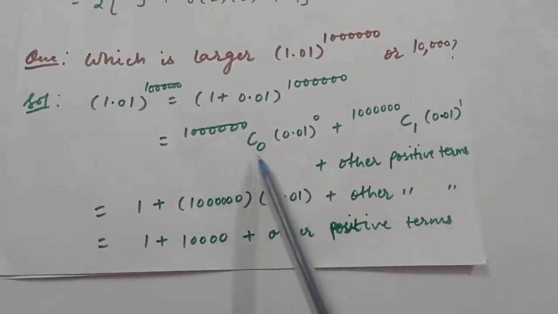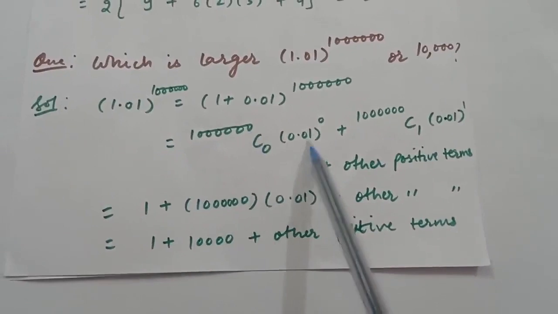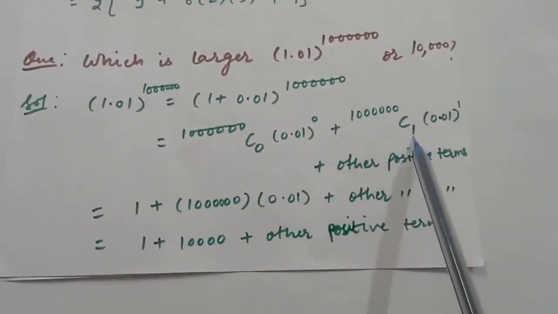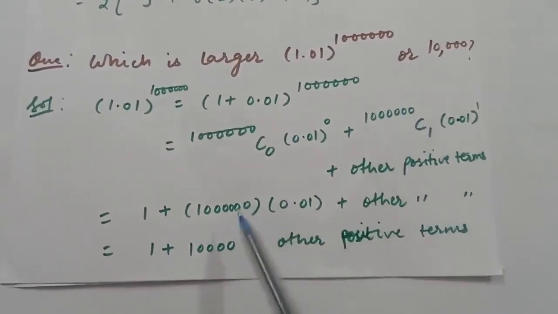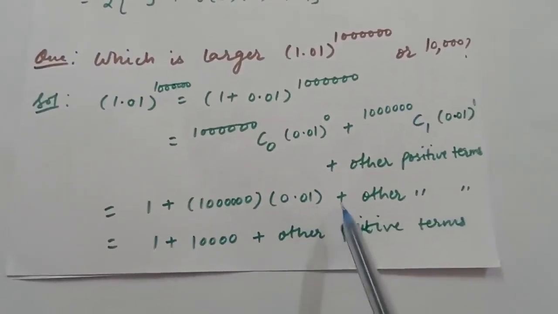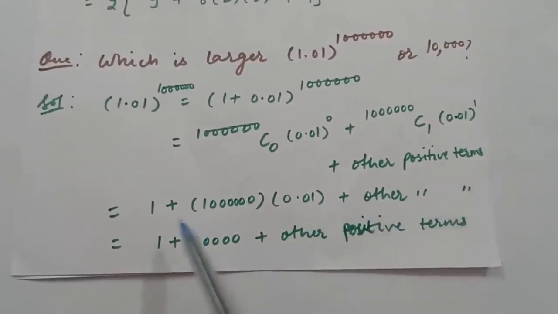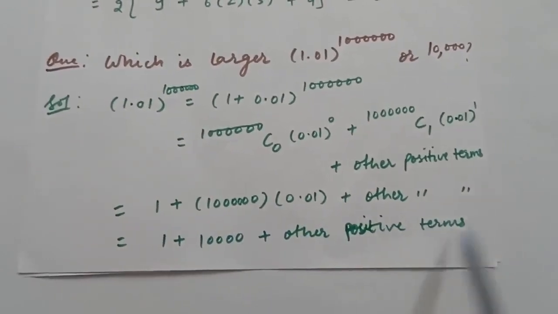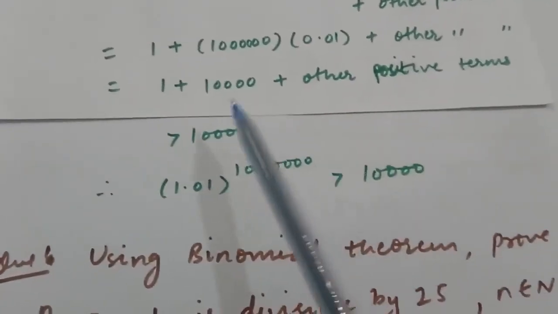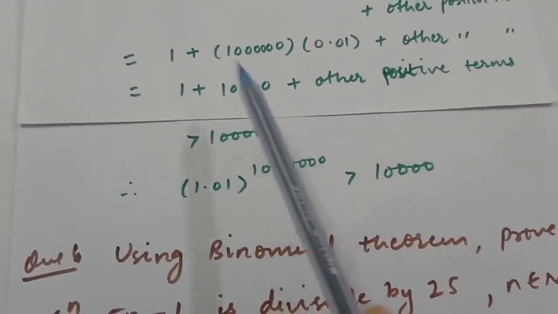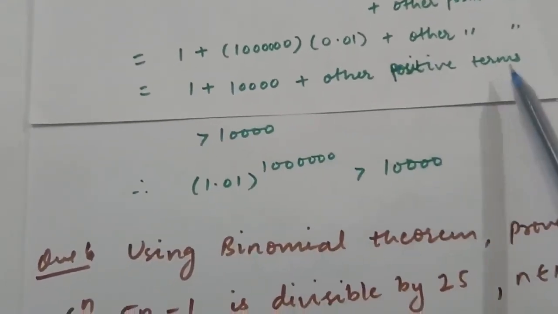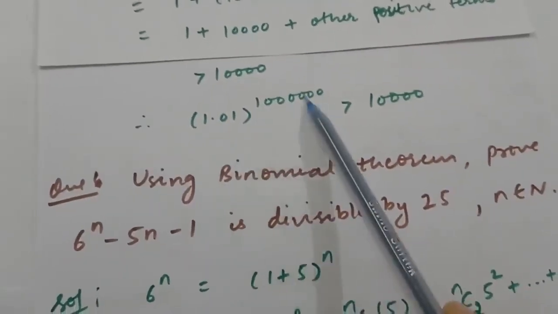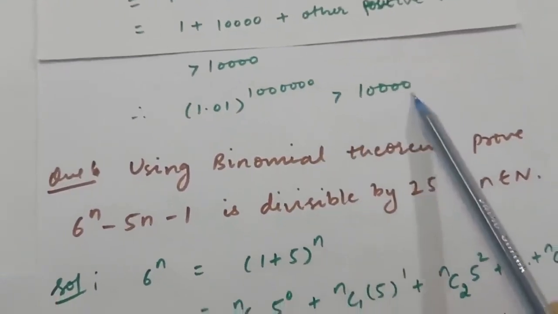So now this will be 1, because NC0 is 1 and something raised to the power 0 is also 1. So we will get 1 plus NC1, which is N. So 10 lakh C1 will be 10 lakh into 0.01, plus other positive terms. Now this is 1 plus 10,000 plus other positive terms. So this is greater than 10,000 because 10,000 plus 1 plus other positive terms are also there, right? Therefore 1.01 raised to the power 10 lakh is greater than 10,000.